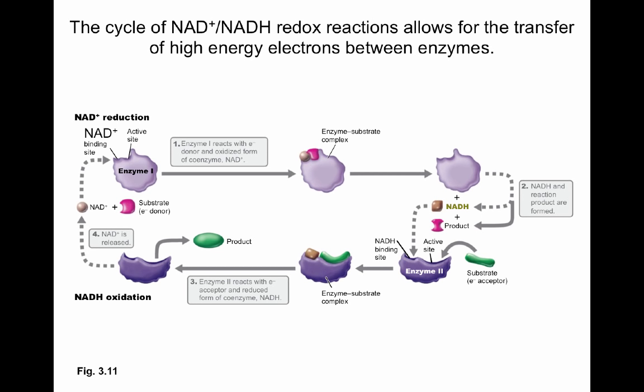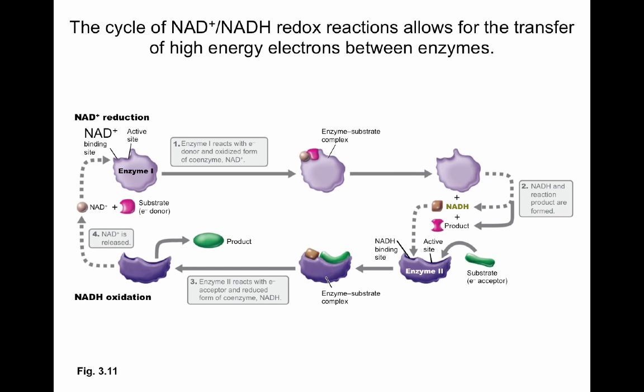So when you have NAD+ that is going to be bound by an enzyme, that enzyme also is going to bind an electron donor, shown here by the pink molecule. Now, you're going to have the reaction where the enzyme will catalyze the transfer of electrons from the substrate to NAD+. That will generate NADH and the product.